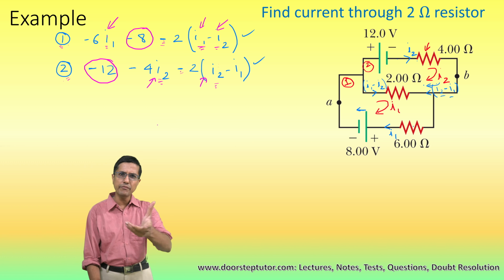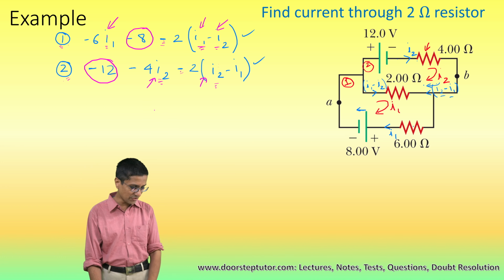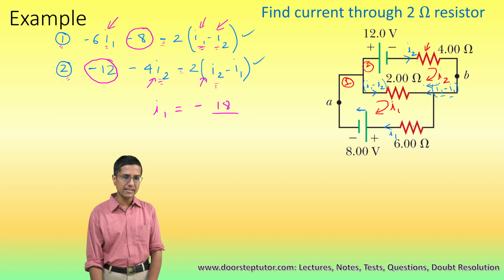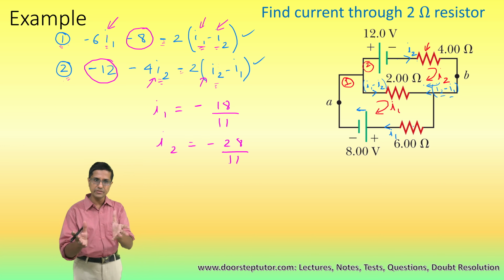Now, of course, these are two equations and two unknowns, and at this point, by solving, as you have been solving with the Kirchhoff laws, you can simply arrive at the answers, which is I1 will come out to be minus 18 by 11, and I2 will come out to be minus 28 by 11. Okay, and that is what this question amounts to.